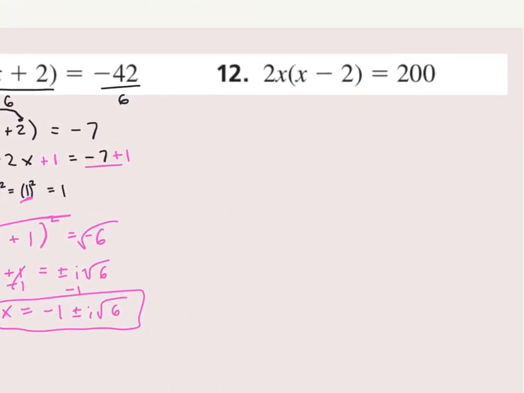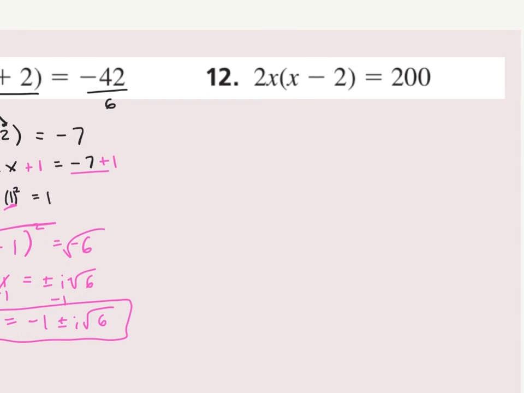Okay, number 12, we do the same thing. So we want to move the 2 to the other side. So we're going to divide both sides by 2. So we get x times x minus 2 is equal to 100. We need to distribute the x to both things in the parentheses. So this is x squared minus 2x is equal to 100.